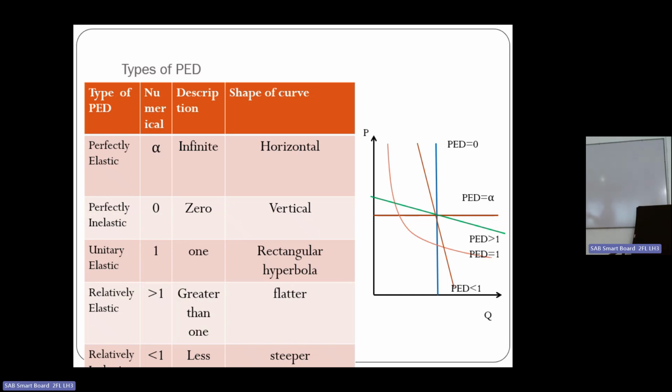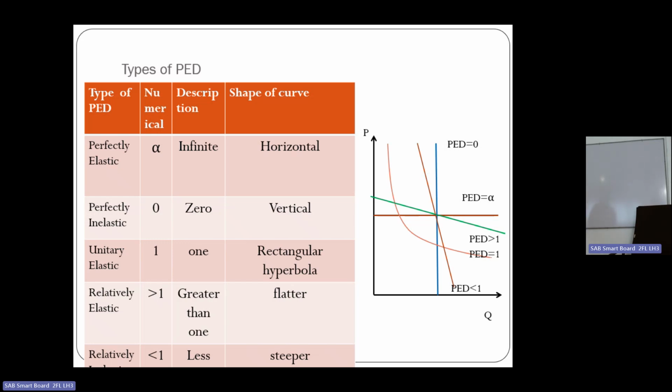So this is the demand curve in a perfectly competitive market. Perfectly inelastic means zero elasticity. The price can be changed, but demand does not change. So that means perfectly inelastic.